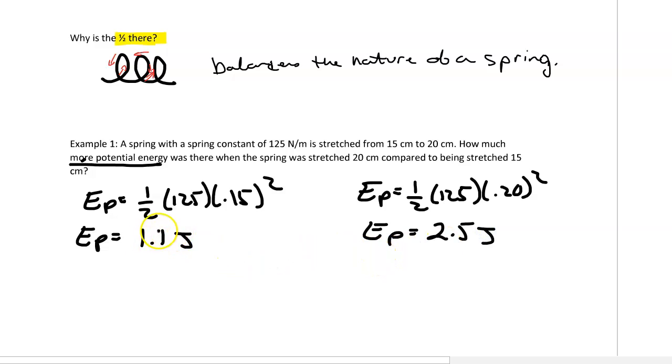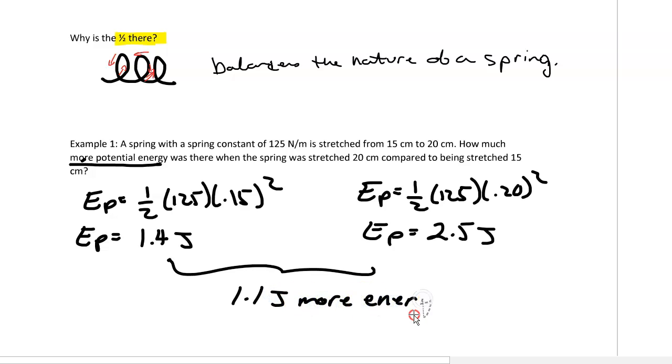Oh, wait, sorry, that's 1.4 joules. I should check my math: 0.15 squared times 125 divided by 2, 1.4. And so what we see is 1.1 joules more energy. That's how many more joules of energy, which is what the question was actually asking. It wasn't asking specifically for the 15 or the 20, it was just asking for how much more.